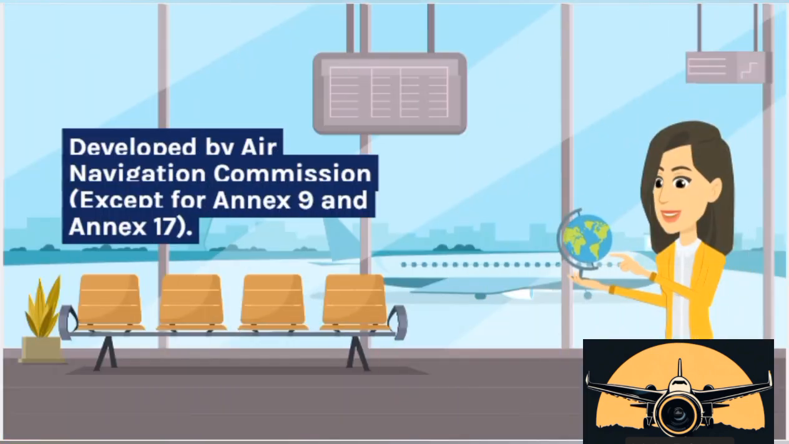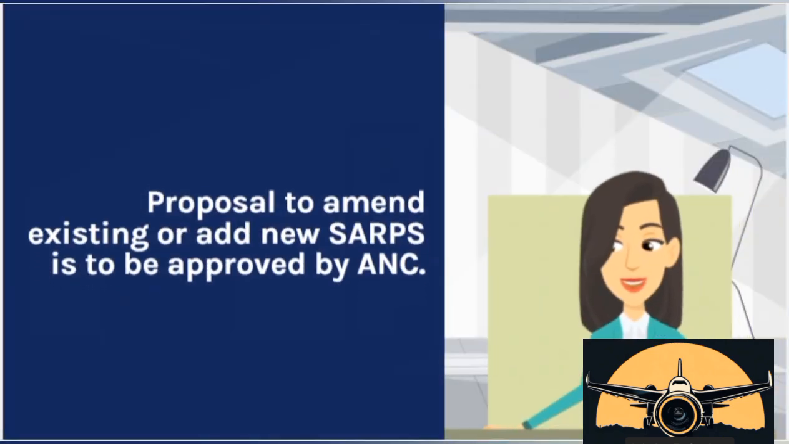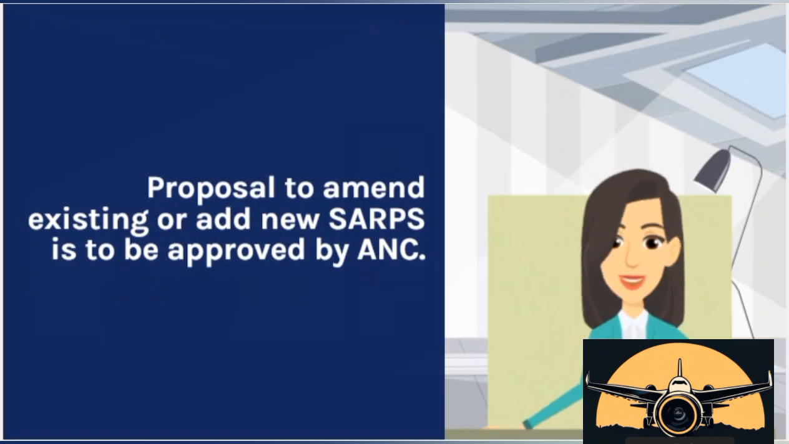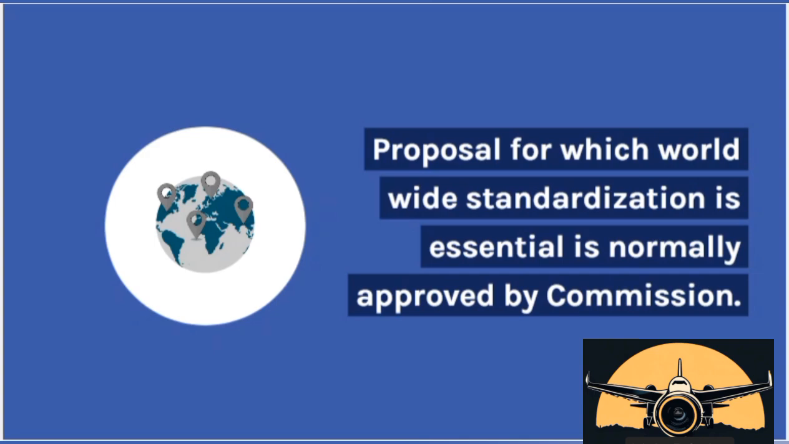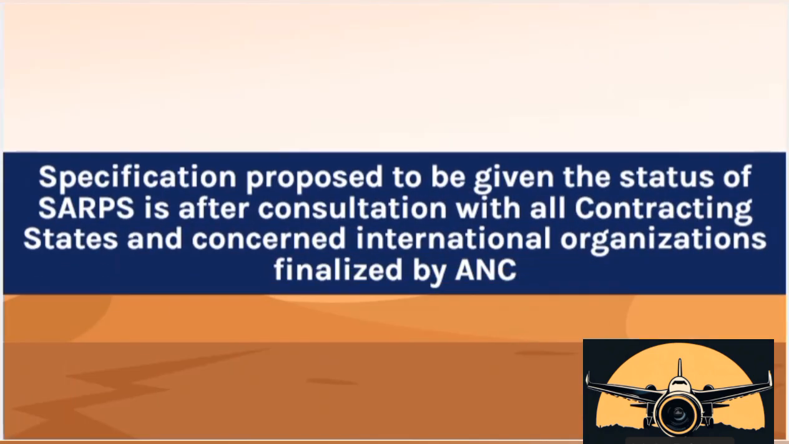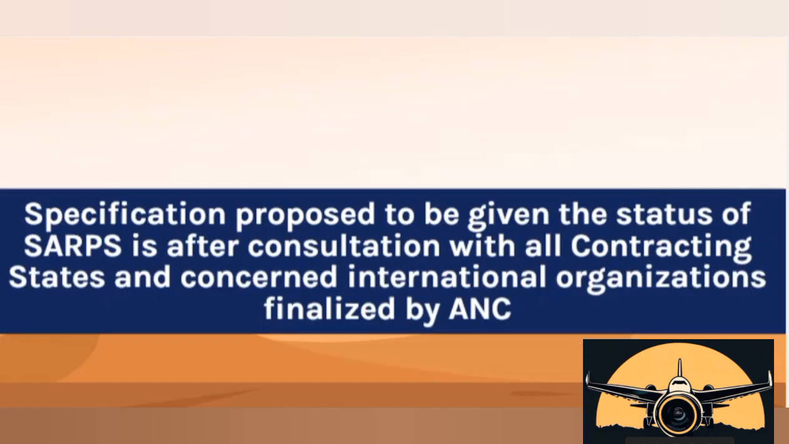Developed by Air Navigation Commission, except for Annex 9 and Annex 17. Proposal to amend existing or add new SARPS is to be approved by ANC. Proposal for which worldwide standardization is essential is normally approved by Commission. Specification proposed to be given the status of SARPS is after consultation with all contracting states and concerned international organizations finalized by ANC.